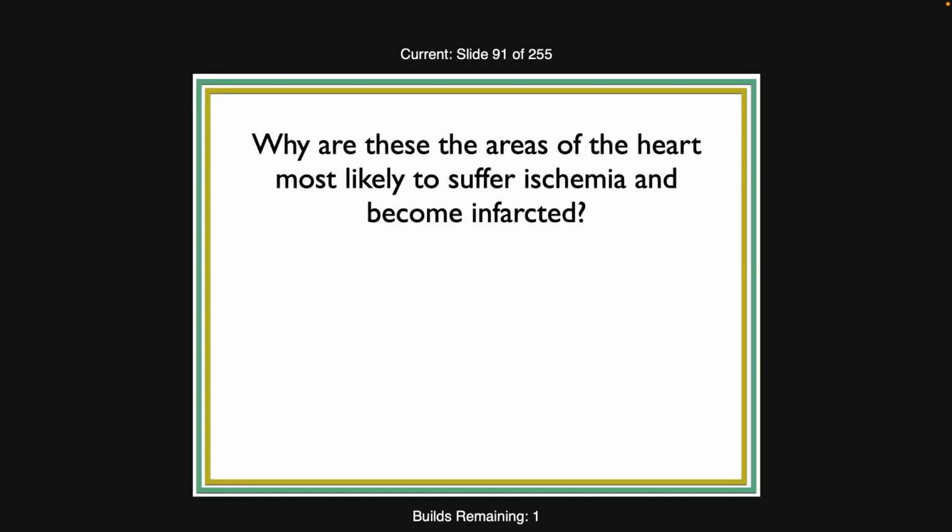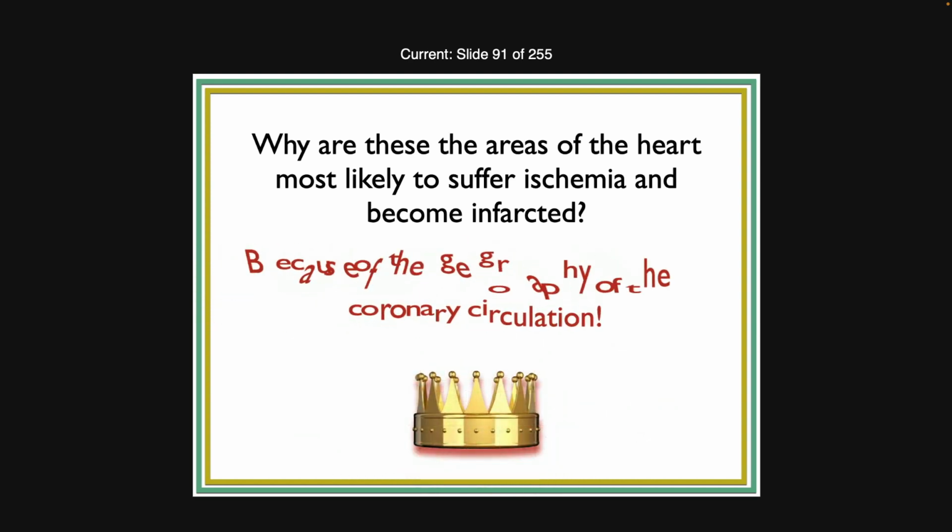So we've mentioned the inferior, the septal, the anterior, and the lateral regions. What actually determines why infarctions happen where they happen? Say it again? Blockages? Yeah, and really what it has to do with is the geography of the coronary circulation.